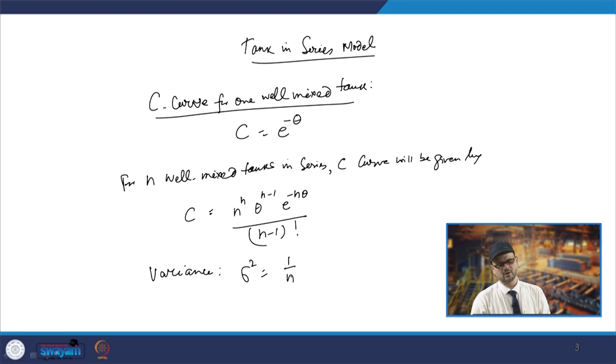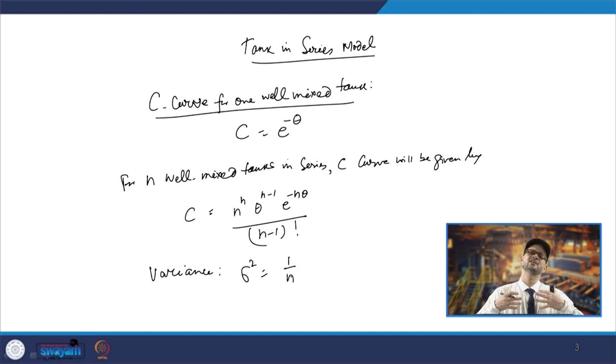So these experimental data which you get, and the theoretical C curve, both can be matched, and your results can be validated for the different tanks. And n can even be a non-integer also. So this is a one parameter model, and here the parameter is the number of tanks, n.